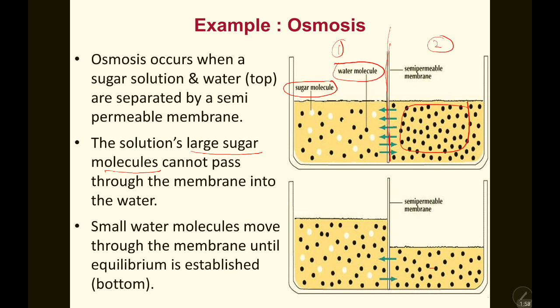So the water molecules will diffuse from the high water potential region to the low water potential region through the semi-permeable membrane until they reach equilibrium. It doesn't matter if the water level on this side is higher than the other. As long as the equilibrium of water molecules has been achieved, they will stop, or we say that equilibrium has been achieved.